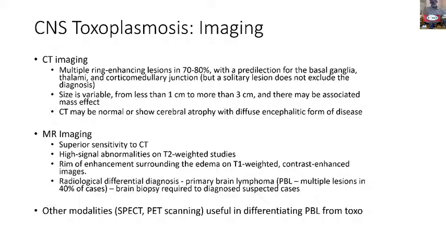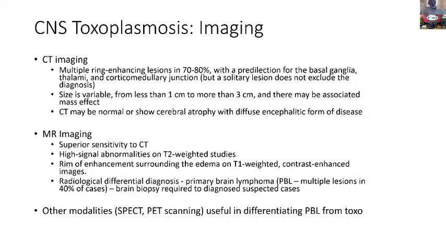The size may be variable from less than a centimeter to more than 3 centimeters, and they may be associated with vasogenic edema and mass effect. But the CT may be normal or show cerebral atrophy with diffuse encephalitic forms of disease. So a solitary lesion does not exclude it.